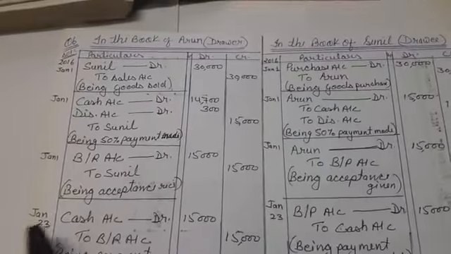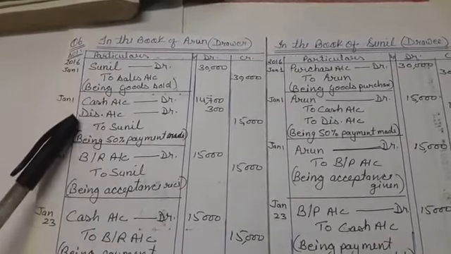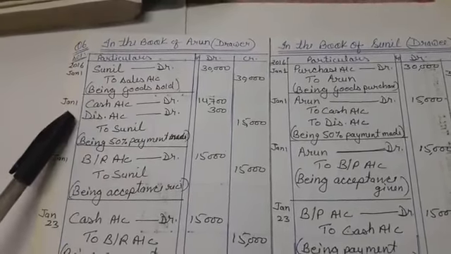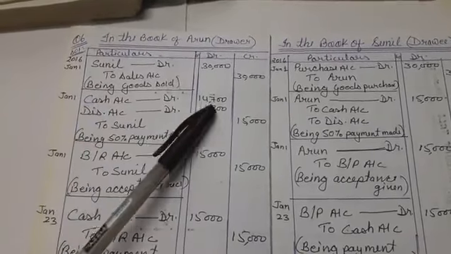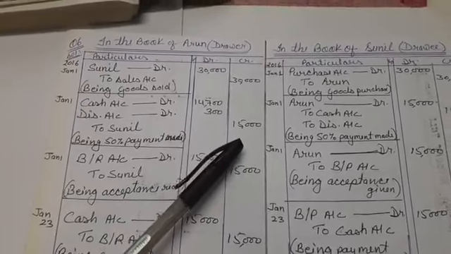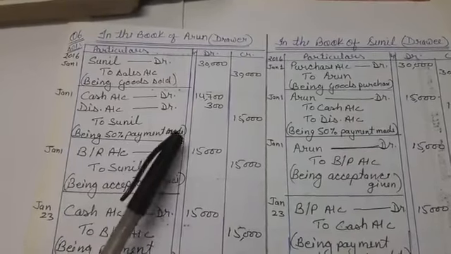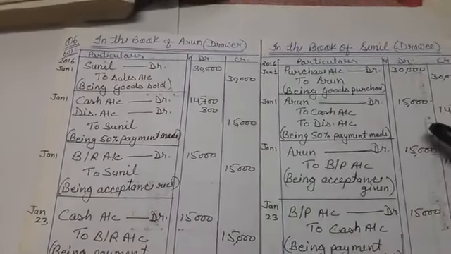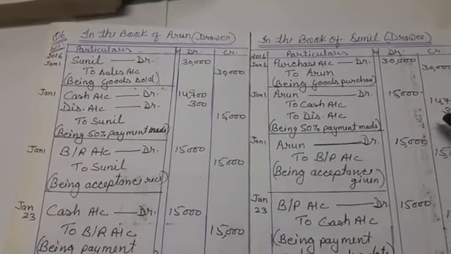Now come to the second entry, that will be the cash payment entry. And for that Arun has allowed him a discount of 2%. On the same date January 1st, cash account debit, discount account debit to Sunil. 14,700 will be cash received and 300 cash discount and 15,000 was the full amount, means half of this 30,000, being 50% payment received. Now come to the book of drawee, Arun debit to cash account, discount account, and date will be the same, January 1st.